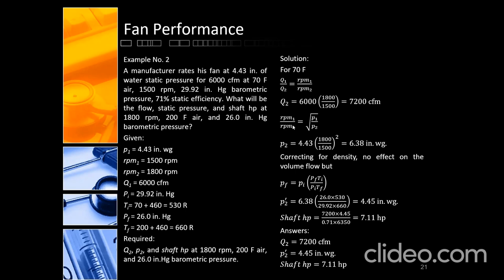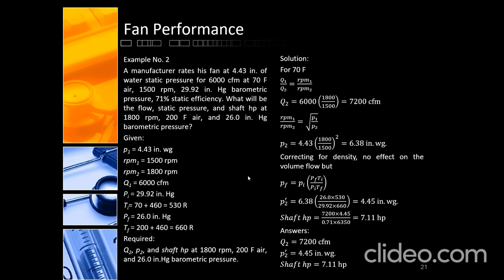Now, RPM 1 over RPM 2 is equal to the square root of P1 over P2. So P2 is equal to 4.43 times (18 over 15) squared, which is 6.30 inch of water gauge. This is at, again, 70 Fahrenheit. Yeah. Correcting for density, no effect on the volume flow.